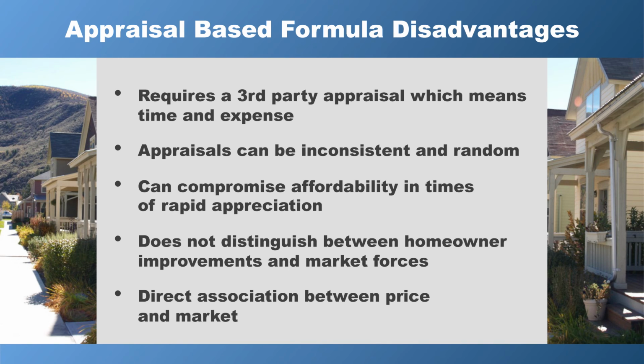And some argue that the direct association between price and the housing market is a shortcoming. Rather than perceiving the formula as something the seller gets in addition to what they paid, for example, 25% of the increase in this case, people sometimes focus on what they're not getting, the other 75% of the market appreciation.